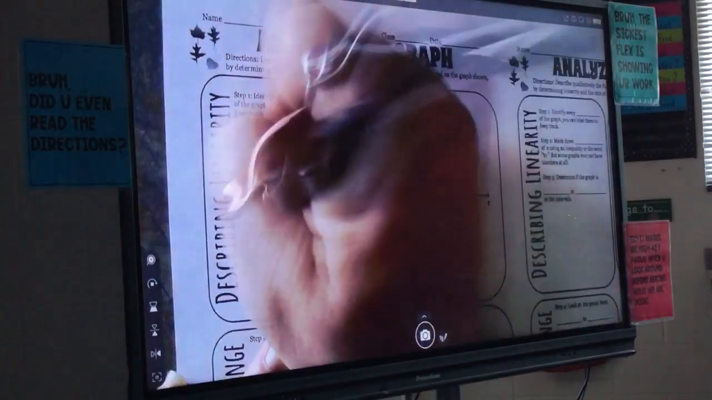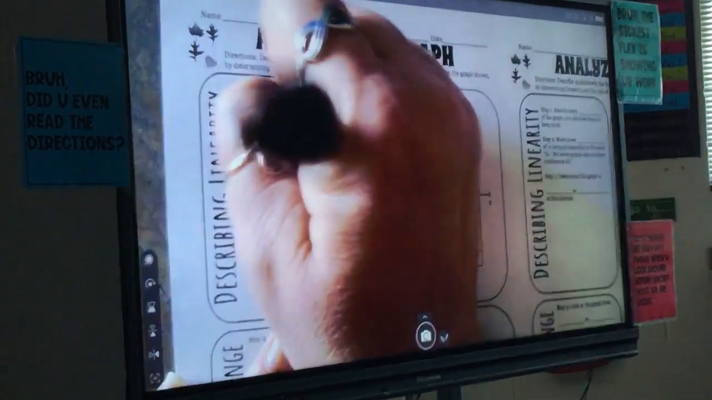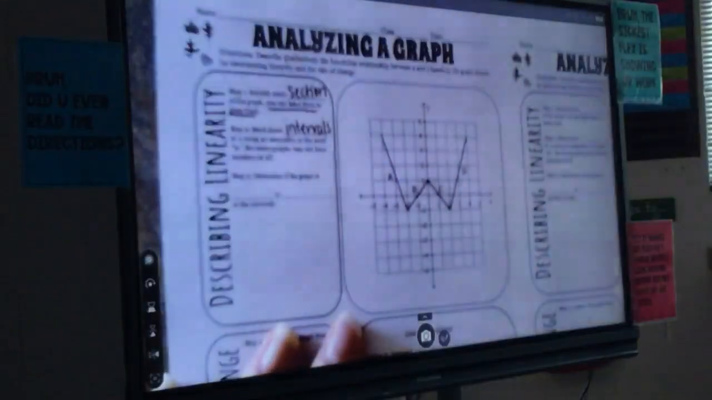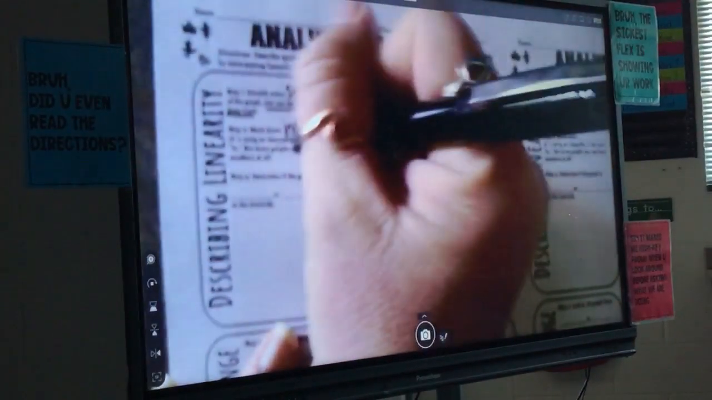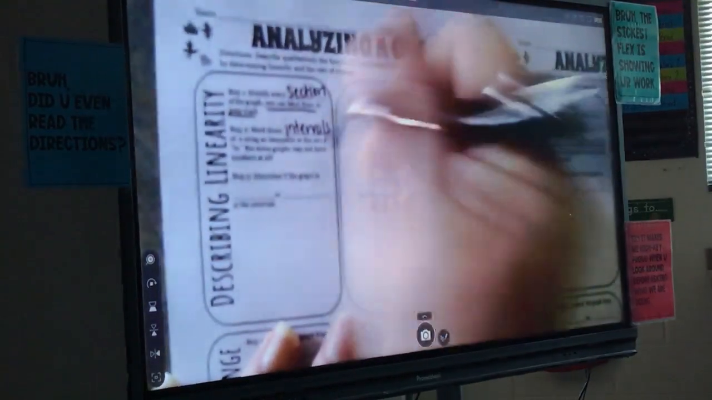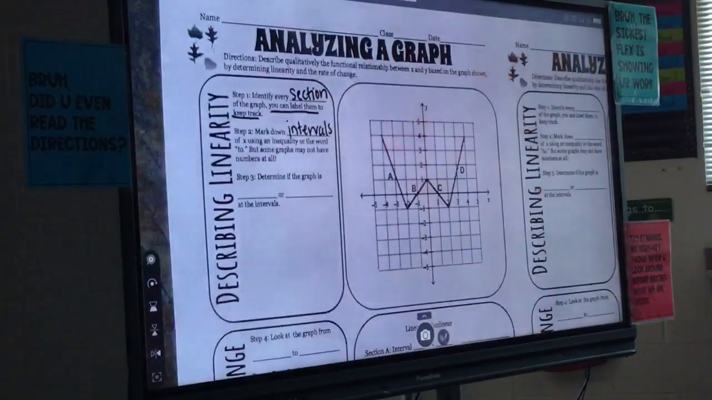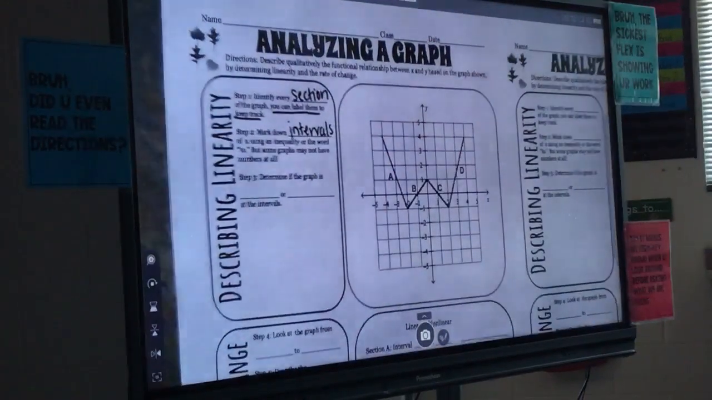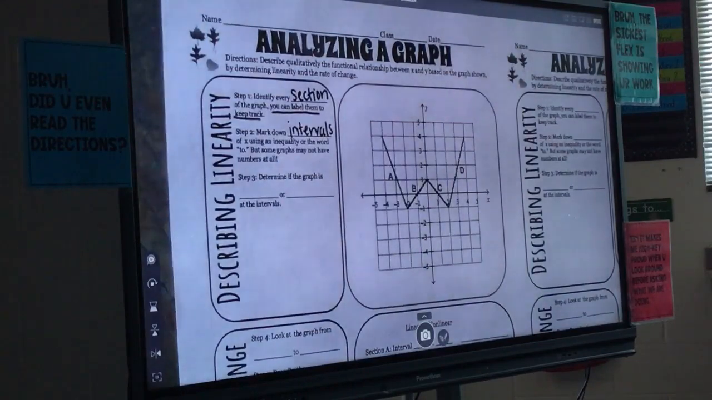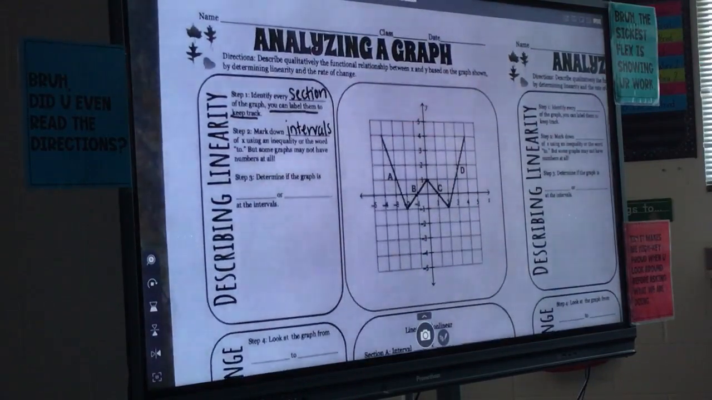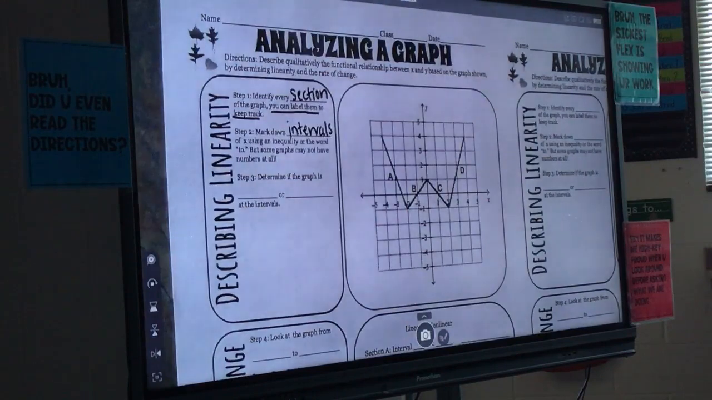So mark down intervals of x using an inequality or the word "to." But some graphs may not have numbers at all. So that part is a little bit confusing, but once we get to that section of the notes, it'll make a little bit more sense. You're essentially writing an inequality from the increase, the decrease, or the constant.